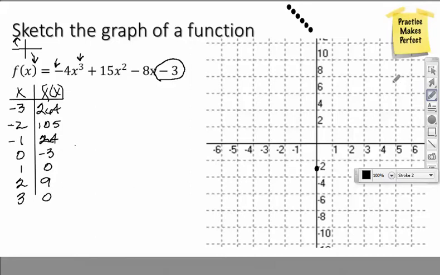So what I'm going to do now is grab those points and I'm going to plot them. Of course, I can't plot -3 and 264 or -2 and 105. They're too high. But let me plot these others that I know. I'm going to start at the bottom where x is 3 and y is 0. And so we know that that's one of our intercepts. And then where x is 2, y is 9. So that's going to be in the middle here. And then where x is 1, y is 0. So there's another intercept.